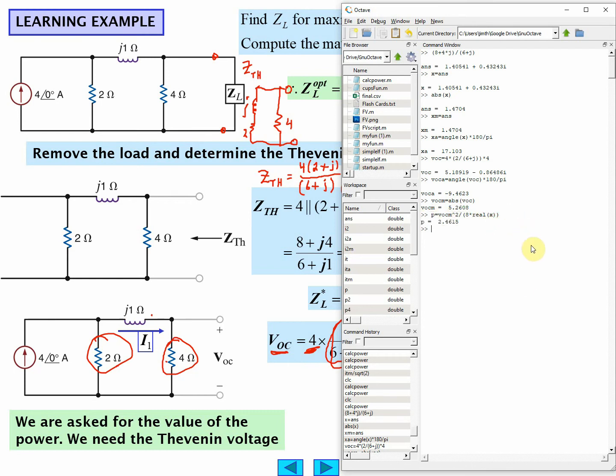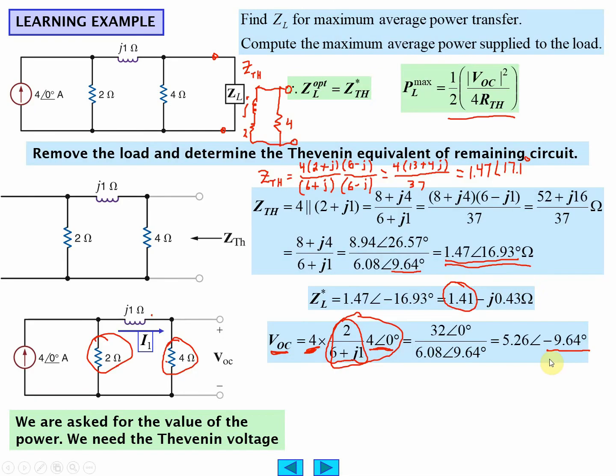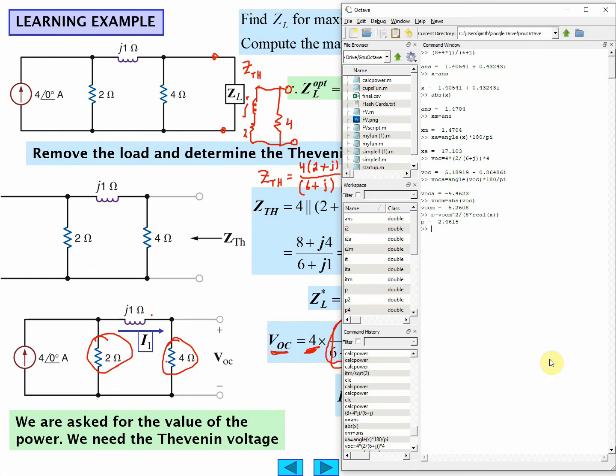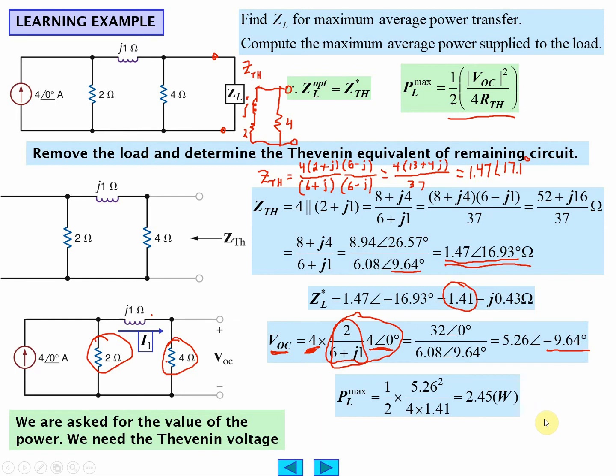Let's see what we get. 2.46 watts. And let's see what they get. 2.45 watts. Why is the difference? Oh, okay, probably a rounding error, I'm guessing. Okay.